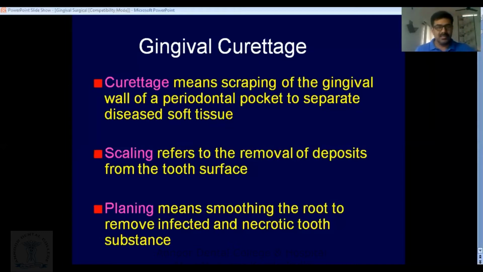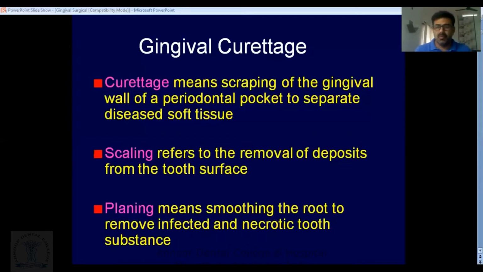You have a gingival sulcus, the sulcular epithelium. This sulcular epithelium will usually be inflamed in case of a periodontal pocket, and you are trying to remove all the inflammatory component of that gingival sulcus by means of this procedure called curettage. Scaling, as you all know, you probably would have done about 40 scalings, and now you know it is done by means of certain specified scaling instruments. You try to remove all the hard deposits from the tooth surface. That is called scaling.